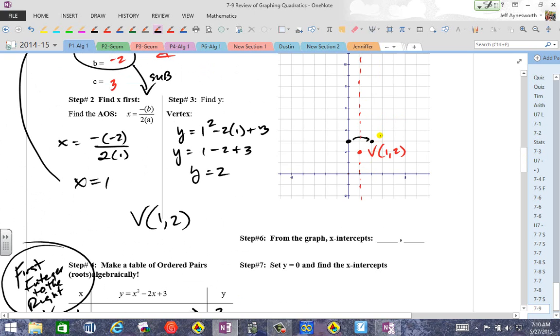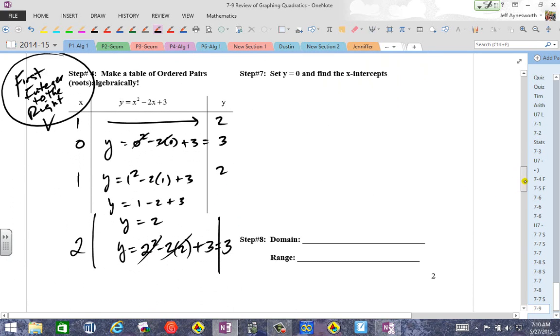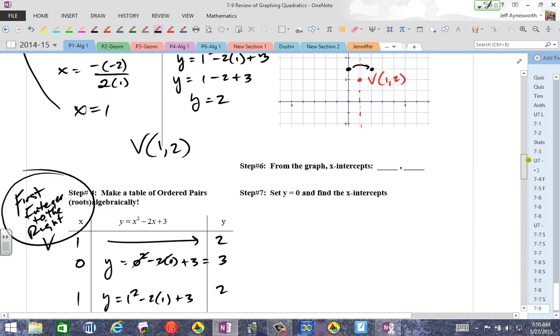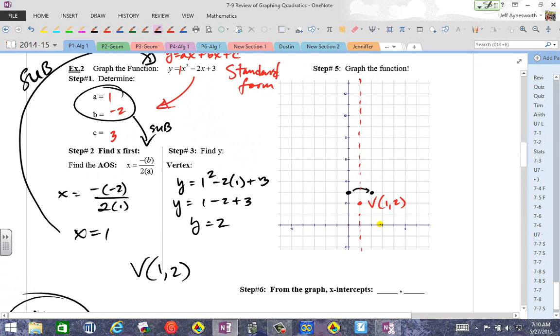So how about another one? Let's pick 3. So y equals 3 squared minus 2 times 3 plus 3. 9 minus 6 plus 3. 3 plus 3 is 6, so 3 comma 6. There we go. So 3 comma 6. So right 3, up 1, 2, 3, 4, 5, 6.